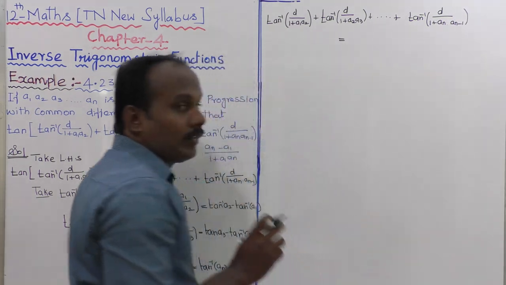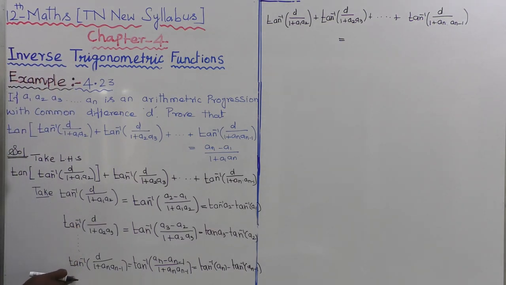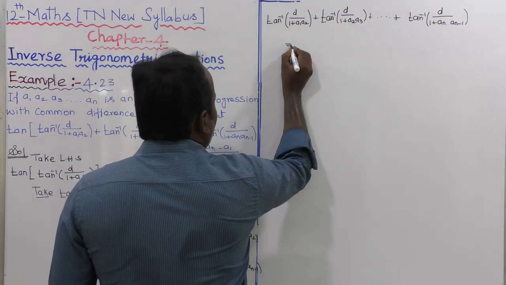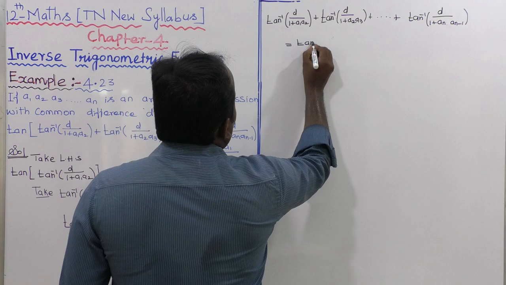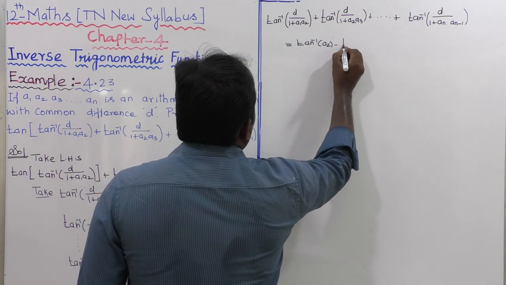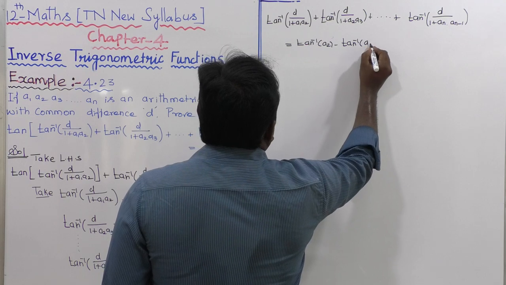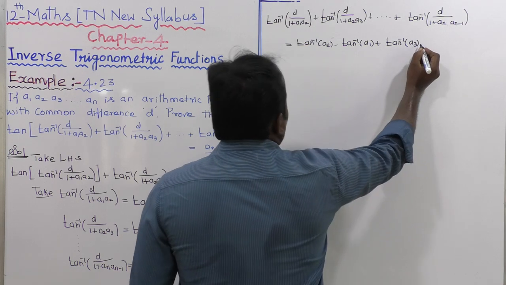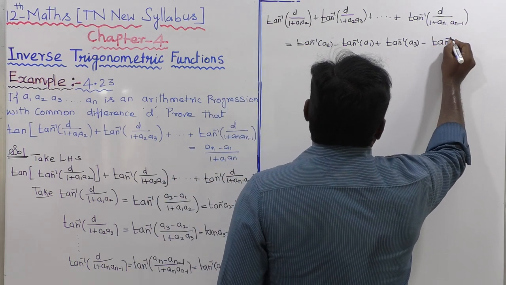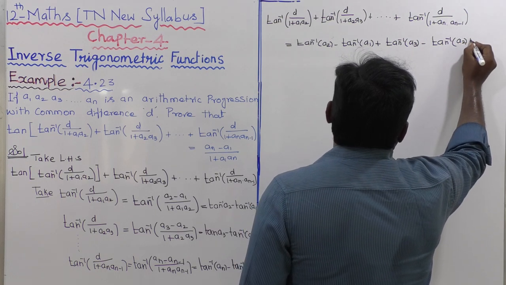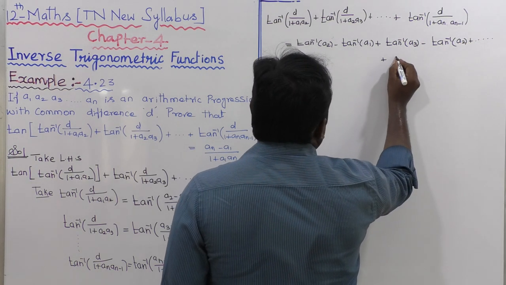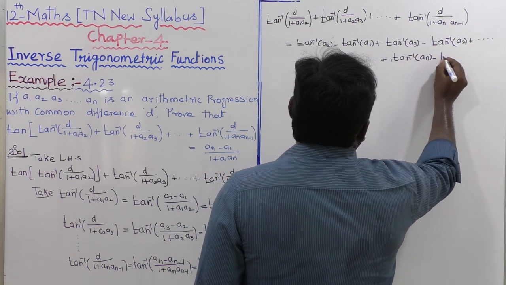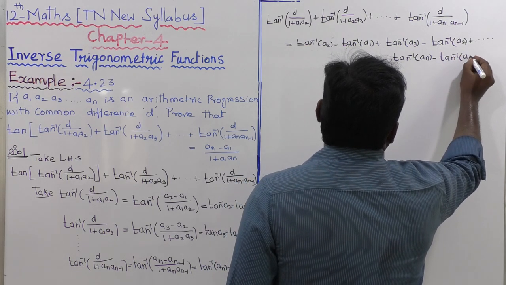This one is the left side of the vertical term. Then the right side of the vertical term: that is equal to tan inverse of A2 minus tan inverse of A1, next plus tan inverse of A3, next minus tan inverse of A2, plus and so on, plus tan inverse of An minus tan inverse of An minus 1.